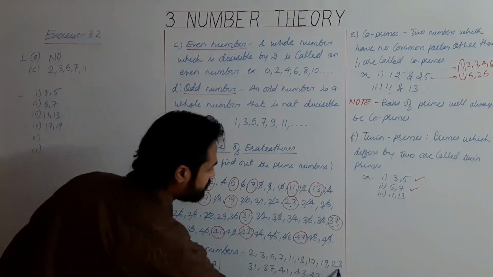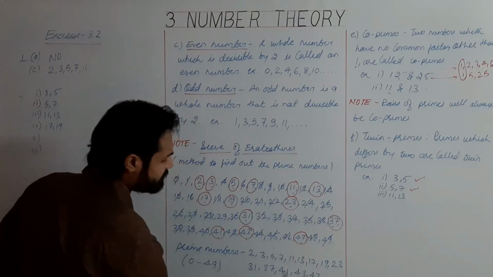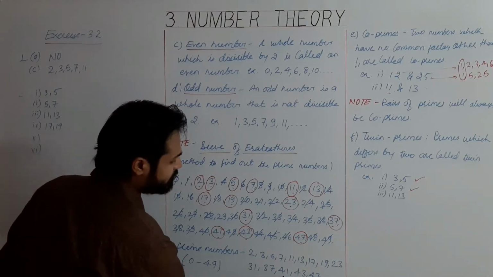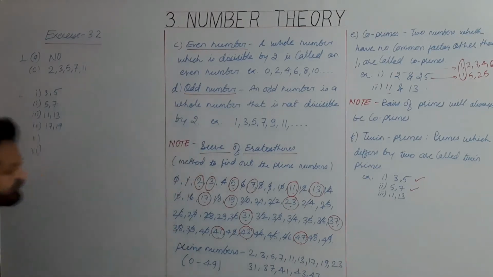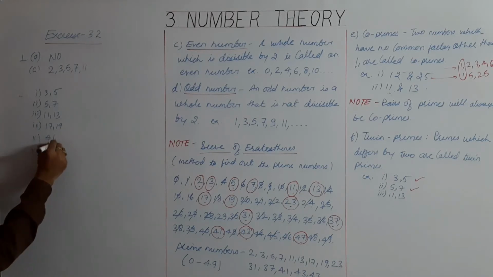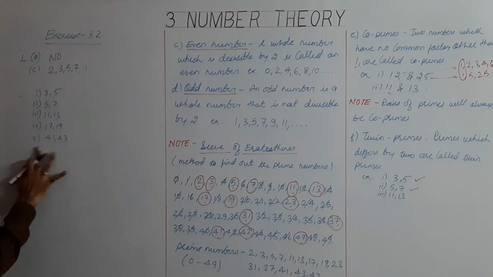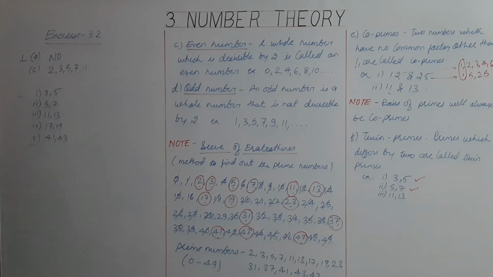Next pair, 19 and 23, no. 23 and 29, no. 31, no. 41 and 43. So we have 5 pairs of twin primes less than 50.